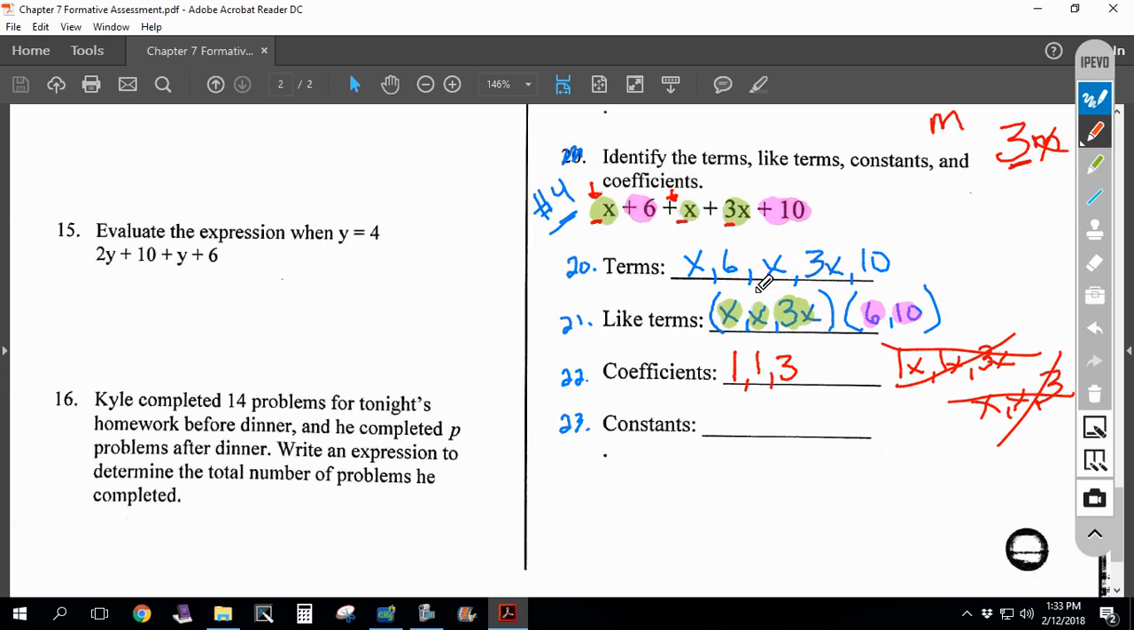Okay, and then finally, you've heard me say the word constant about 50 times on this video so far. Constants are any number, just a numeric term all by itself. And in our problem here, those were the pink ones, or purple, or whatever color that is. So I know that it's going to be 6 and 10. And that's it. Those are your constants. And you actually didn't have to simplify it on this one. If we were going to simplify it, I hope you would realize that 1x and 1x makes 2x, plus 3x would be 5x, and then 6 and 10 would make 16. That would be the simplified version of that expression.